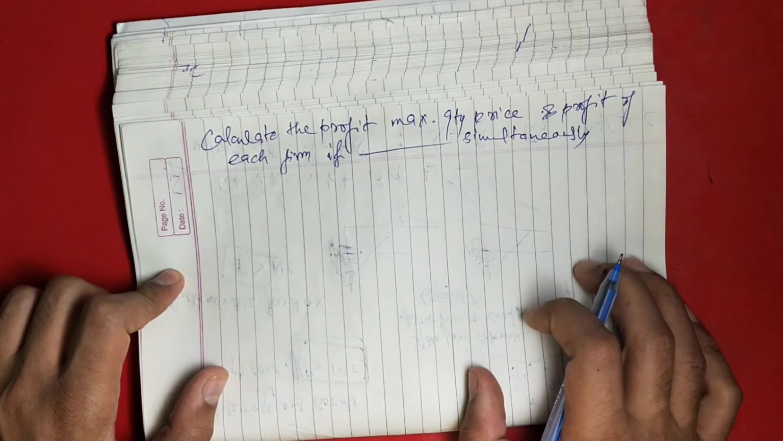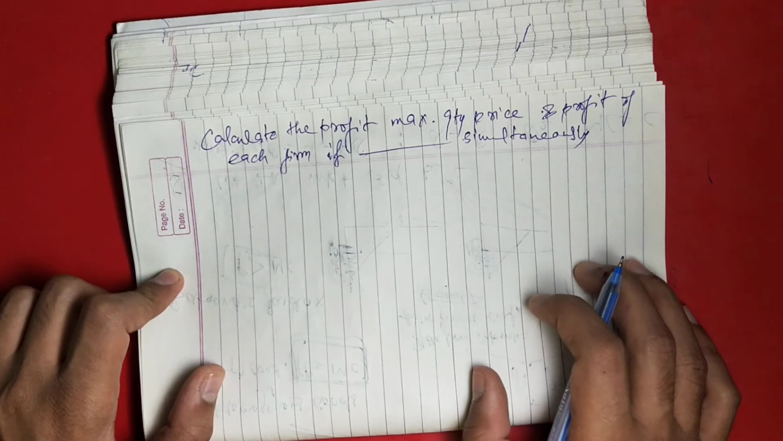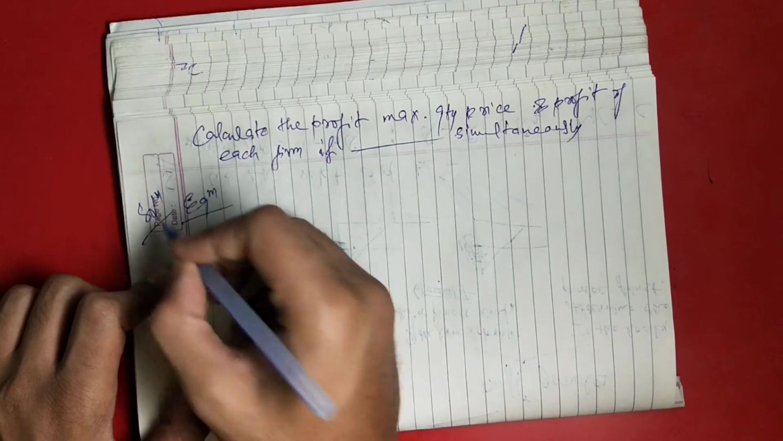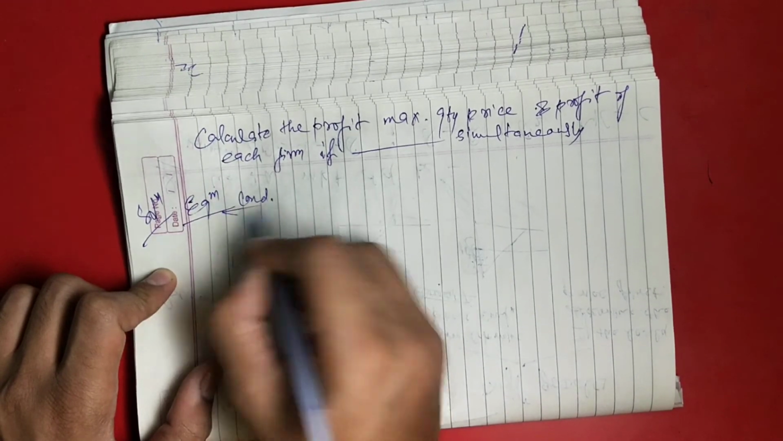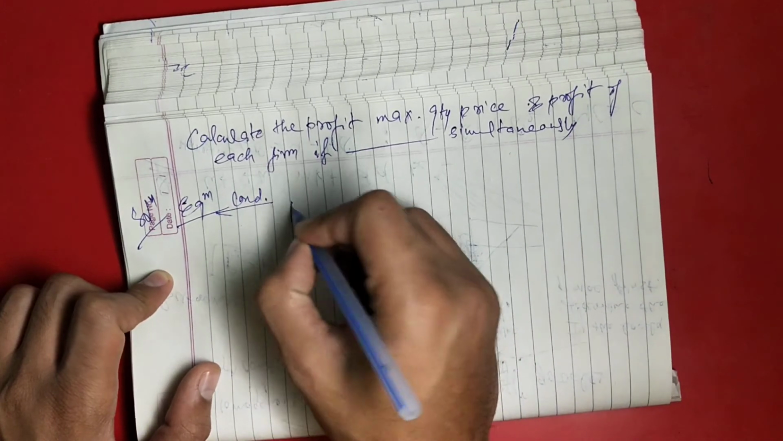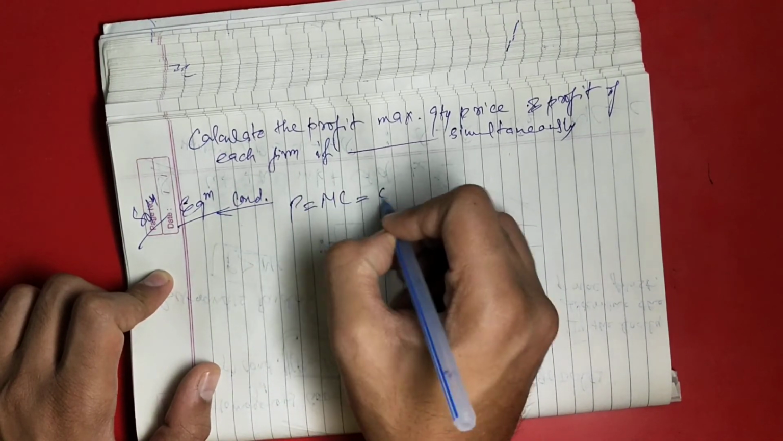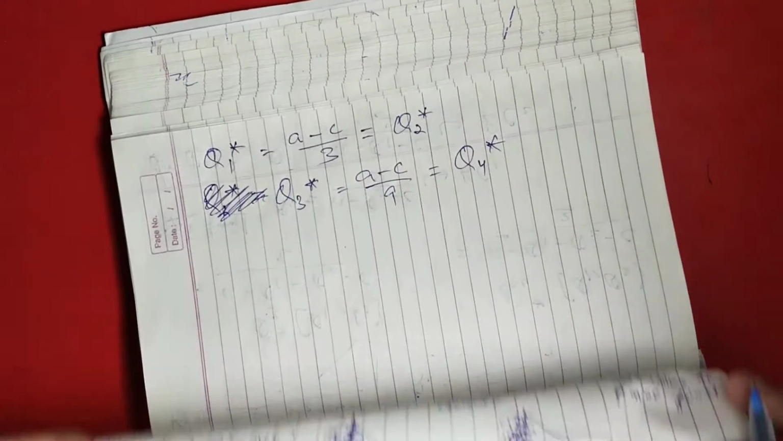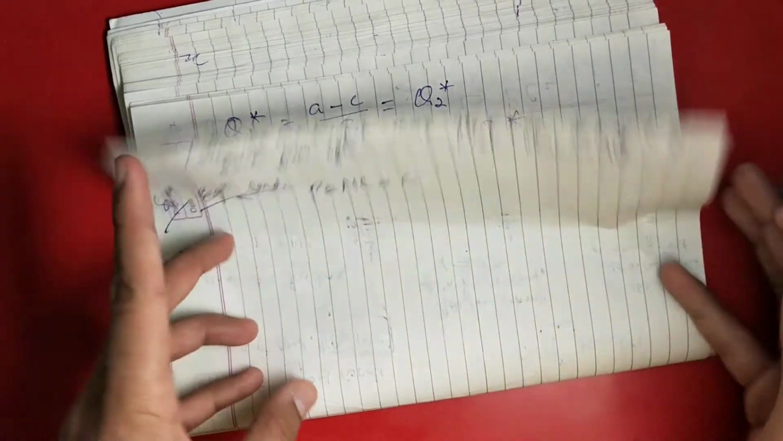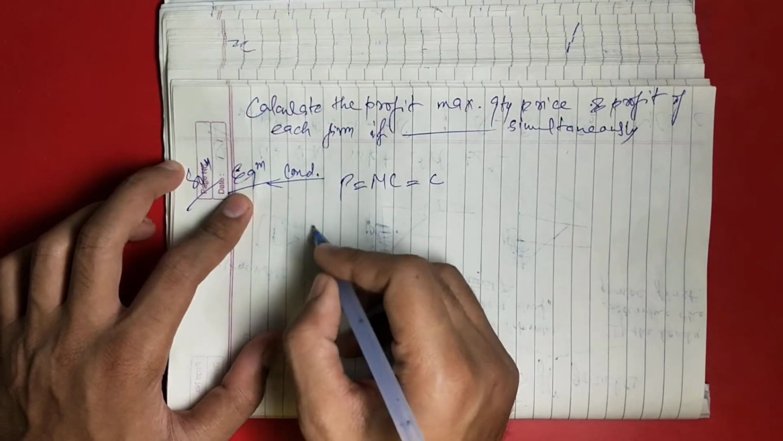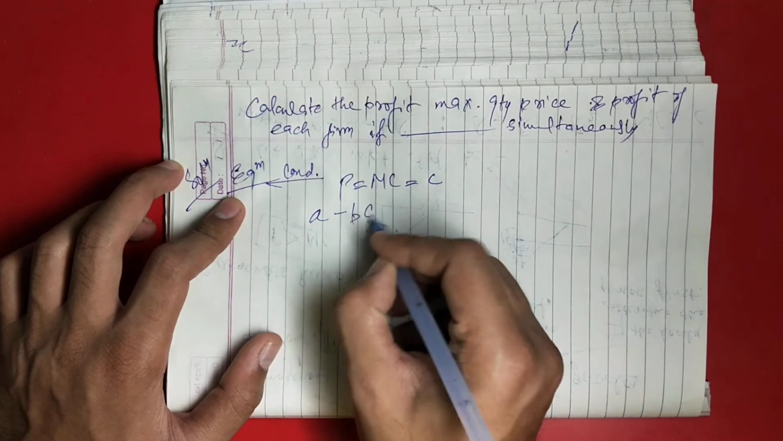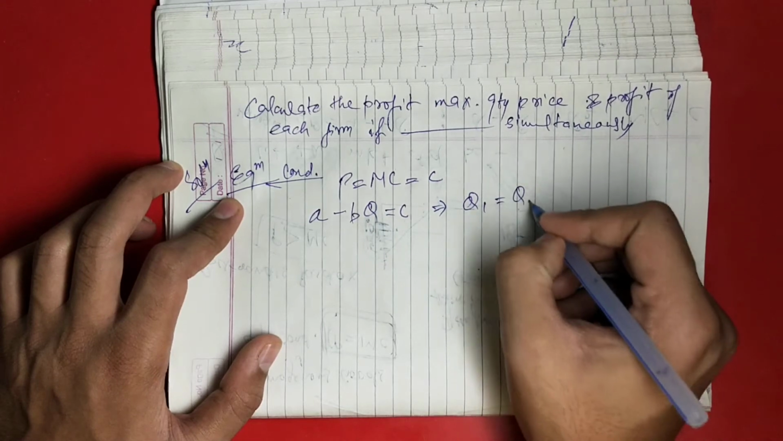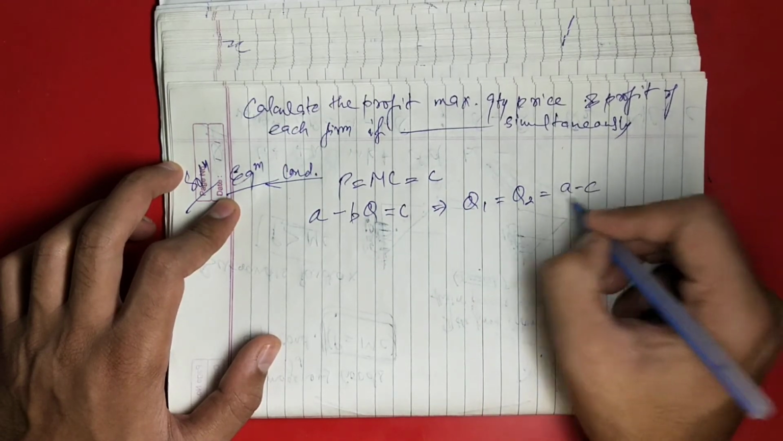So first, the thing we will do is find the equilibrium condition solution. So what is the equilibrium condition here? Price equal to MC, MC is equal to C. Your price is given as A minus BQ, right? So price A minus BQ is equal to C. This implies that Q1 is equal to Q2 is equal to (A minus C) by 2.